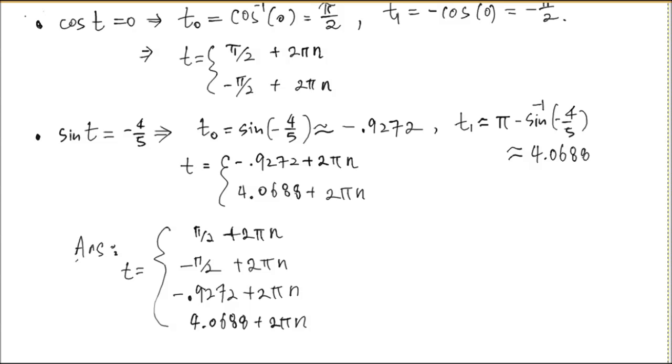Okay, so I have these 4 different types of infinitely many solutions, and that's all the angles that make that original equation, 2 times sine theta cosine theta plus cosine theta equals 0, satisfied. All right?